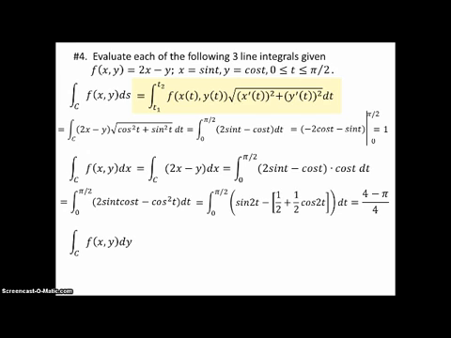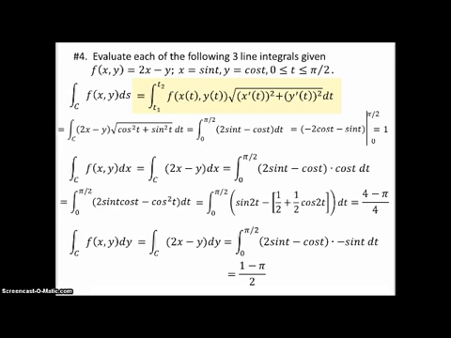And then the last one is very similar. Our function is still 2x minus y. We substitute for x and y, and then dy is the derivative of y equal cosine t, so that becomes negative sine t dt. And again, you would multiply that out and use identities if you wanted to evaluate this by hand. The final answer comes out to 1 minus pi over 2.